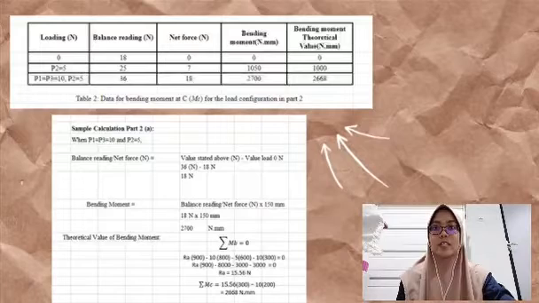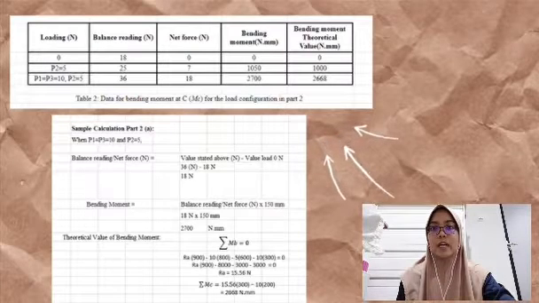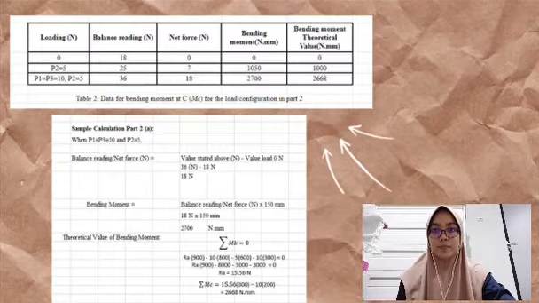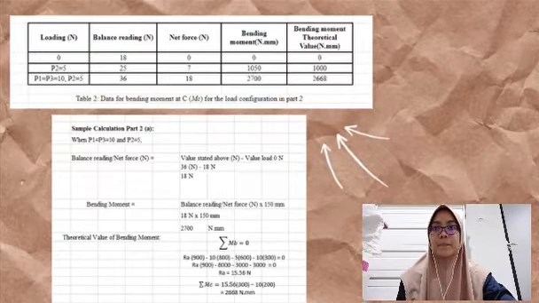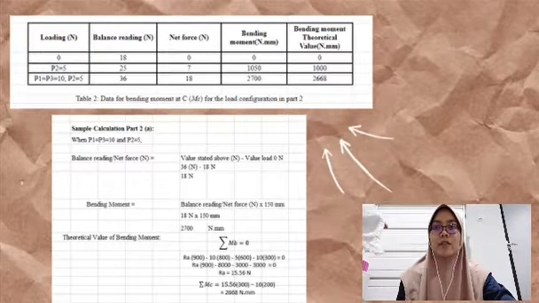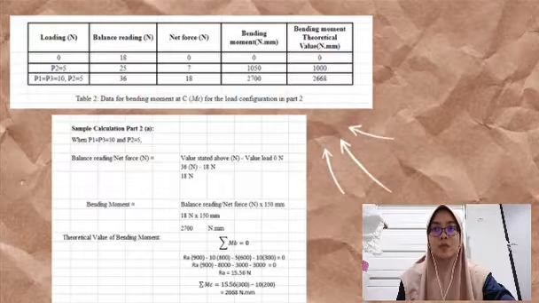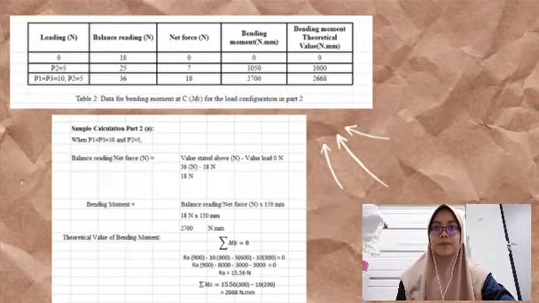For table 2, this is the data for bending moment at C, which is MC, for the load configuration in part 2. Here we have loading for 0N, and at P2 equal to 5N, and at P1 and P3 equal to 10, and at P2 equal to 5.